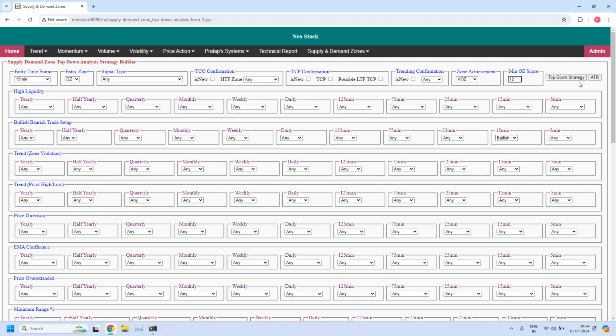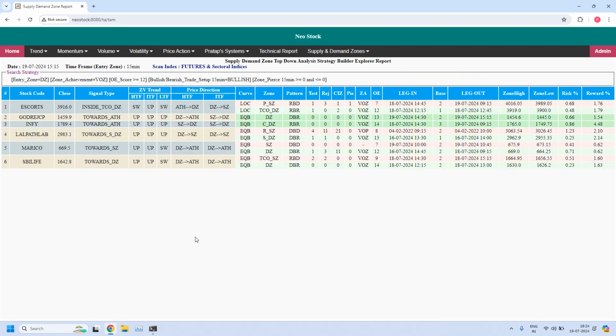So with these filters, let us generate the report. So 6 stocks are filtered. These 6 stocks are currently supporting bullish trade setup for daily income trade. That is the entry time frame is 15 minutes and 15 minutes bullish trade setup. That is entry time frame.